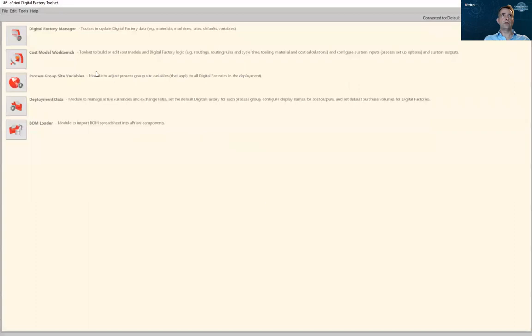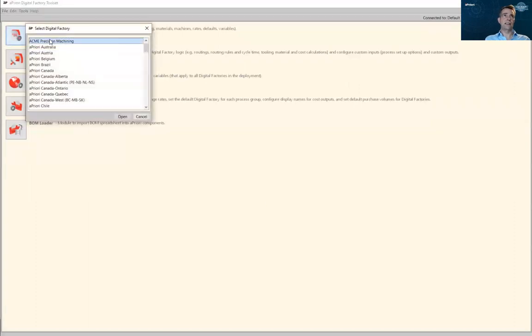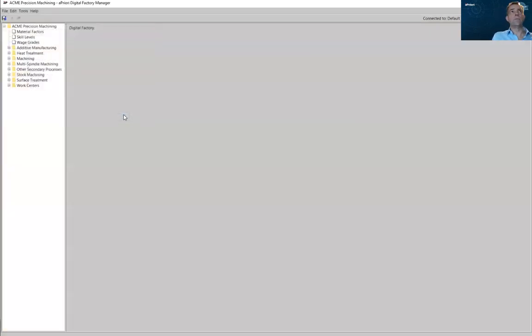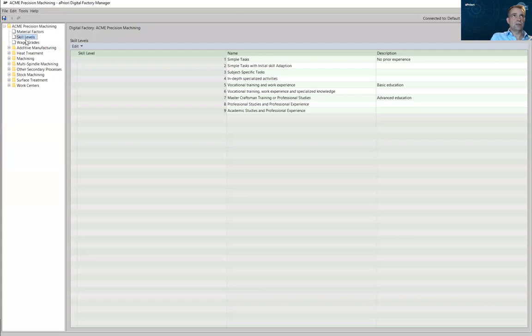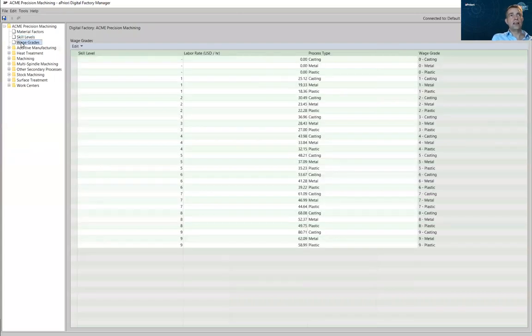So what we can do with aPriori is define digital factories inside here that replicate much more precisely our manufacturing suppliers. And inside these, we have the different skills that they have, their wage grades. And we can collaborate with these suppliers to get this detail inside here, because if we can understand what their costs are going to be, we can give them more business, which is good for them and good for us, obviously. And then we replicate their different processes in here.